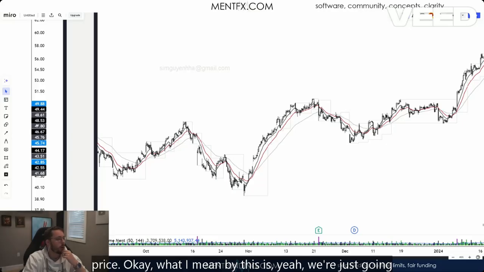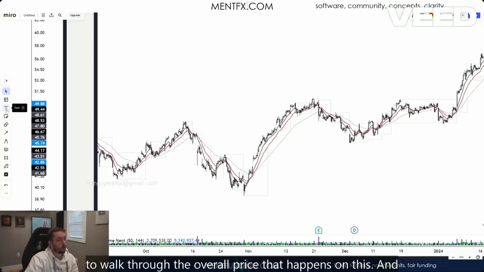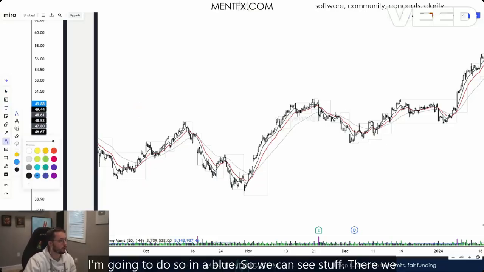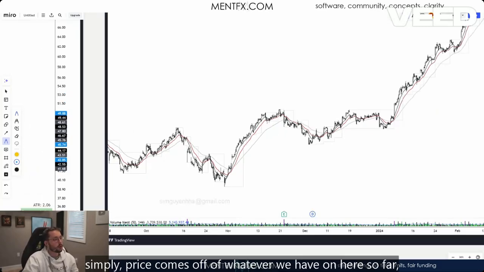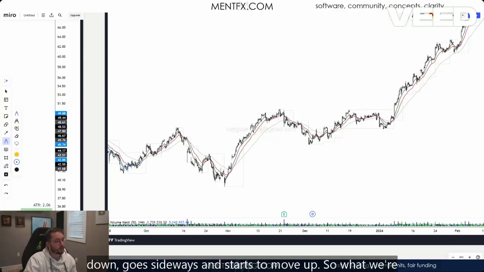price. What I mean by this is we're just going to walk through the overall price that happens on this, and I'm going to do so in blue so we can see stuff. There we go. With blue, we should be able to see everything. So very simply, price comes off of whatever we have on here so far, which is we start from here, and all we have is price comes down, goes sideways, and starts to move higher.